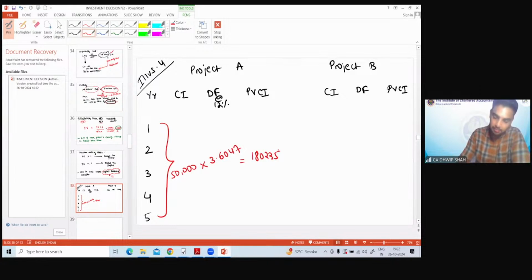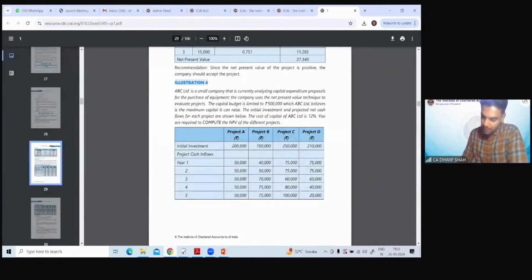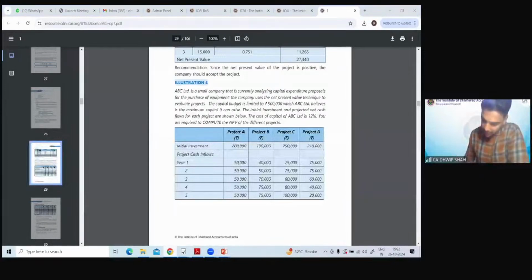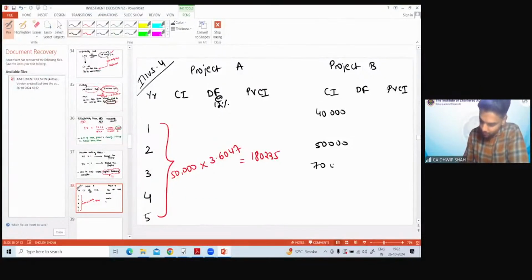Now for project B, मैंने इसलिए project A लिया था so that my calculation is very quick. आपको करना पड़ेगा for project C and D. For project B, it is 40, 50, 70, 75, 75. The cash inflows are 40, 50, 70, 75, 75. Since cash inflows per annum are not constant here, we need to prepare the table.